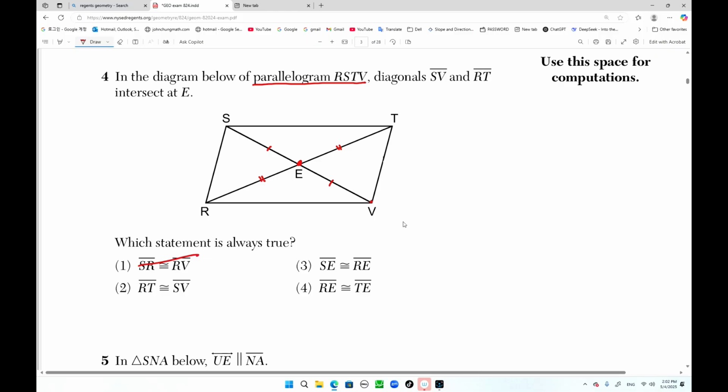This is wrong. SE equals RE? No. SE equals EB, right? This is wrong. RT equals SB? Diagonals are not congruent, right? That is a special parallelogram, which is a rectangle, okay? But this is a parallelogram. R equals T, right? These two sides are congruent, right? Because diagonals bisect each other, okay? Option 4 is the answer.